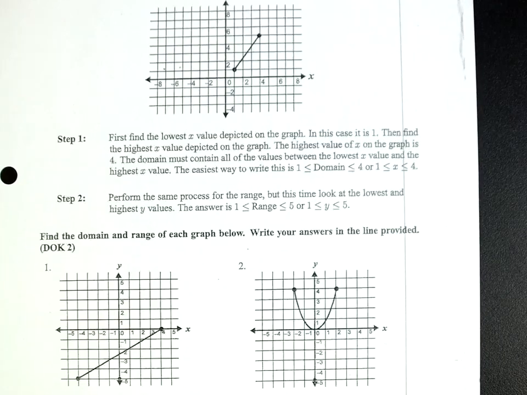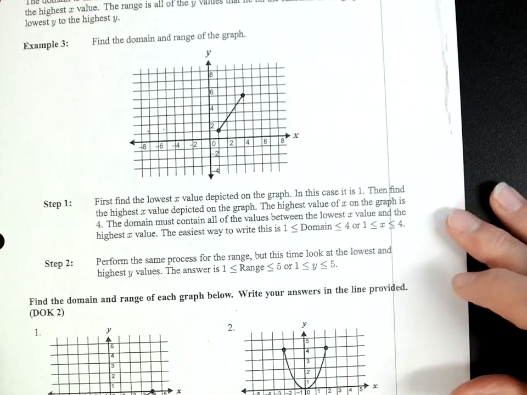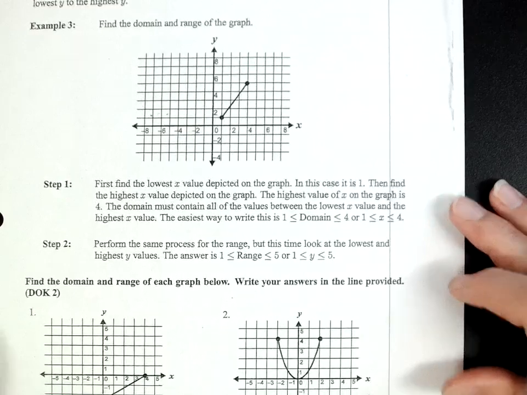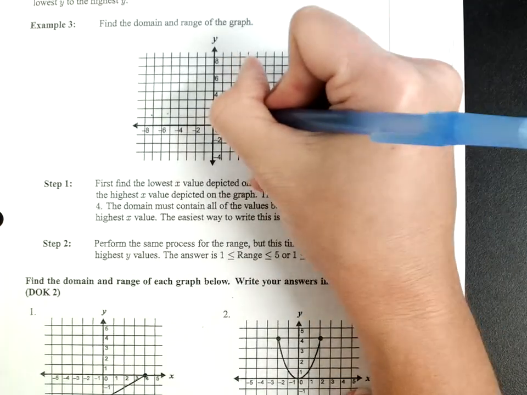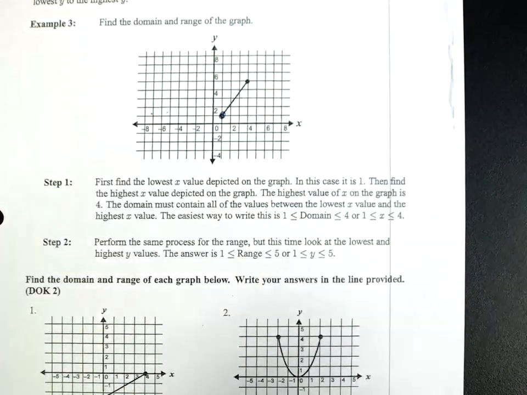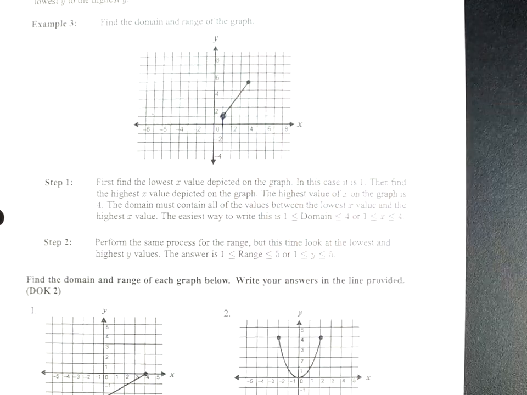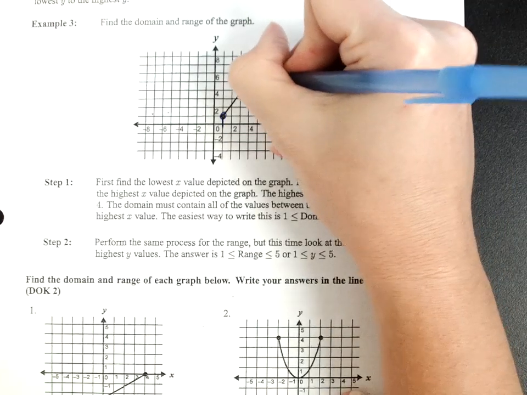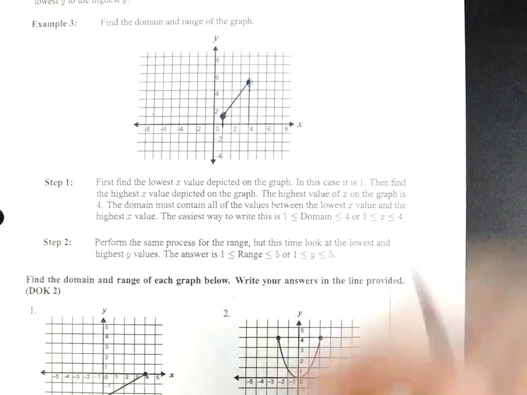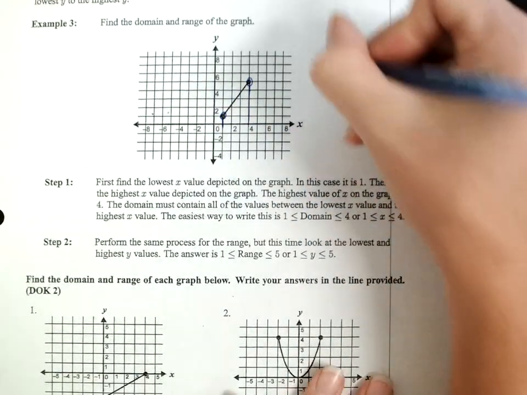So this notes page has some really good information on it, just kind of reintroducing you to domain and range. Let's look at some more specific examples. This first problem is already filled out for you, but we'll look at it again. Domain, furthest to the left. What is the x value furthest to the left? Well, the x at that point is 1. What is the x value furthest to the right? That's a 4.